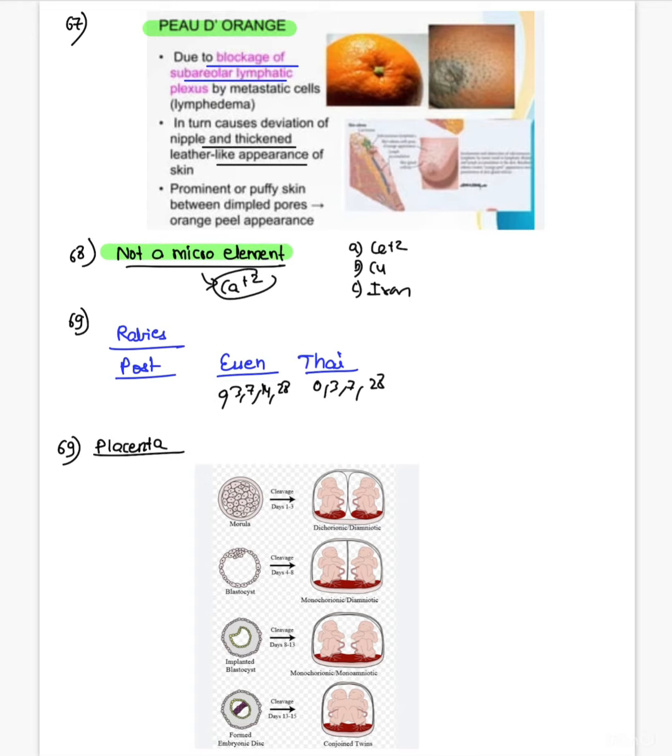This calcium, which is required for contraction and so many things, guys, it cannot be a micro element. But copper and iron are micro elements.